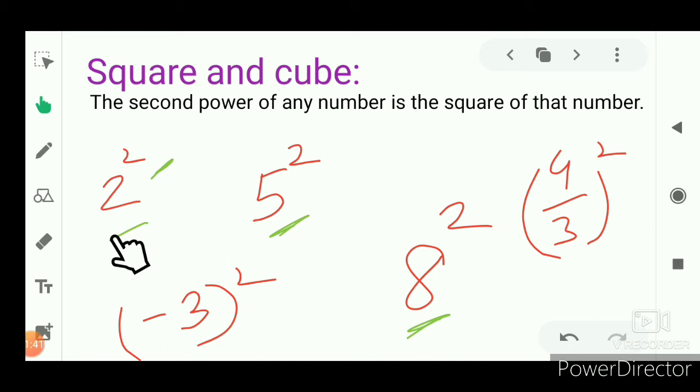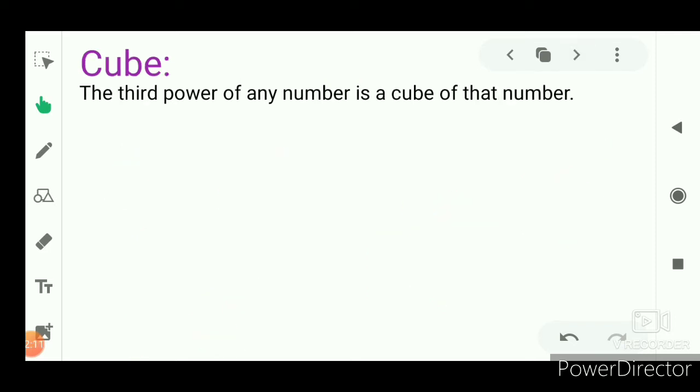Here it is called 2 square or the square of 2. This 5 square or the square of 5. This is 8 square or square of 8. This is 4 by 3 square or square of 4 by 3. This is minus 3 square or the square of minus 3. Okay, clear? Now let's move on to cube.